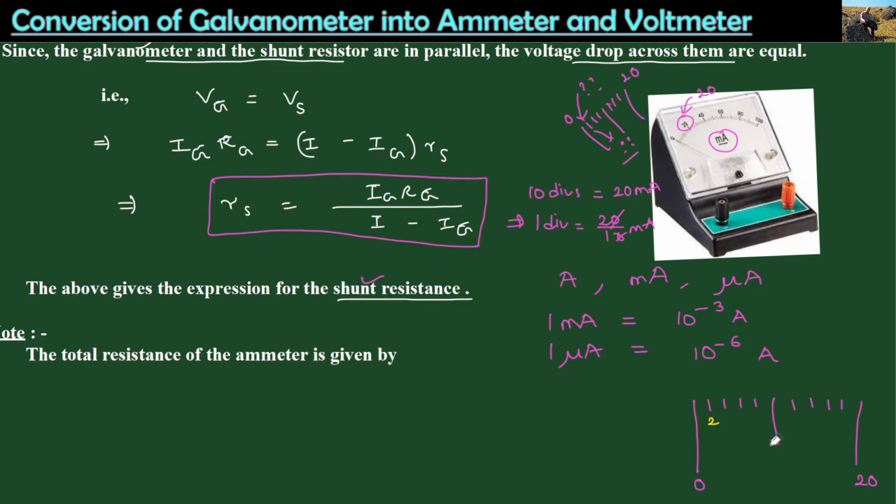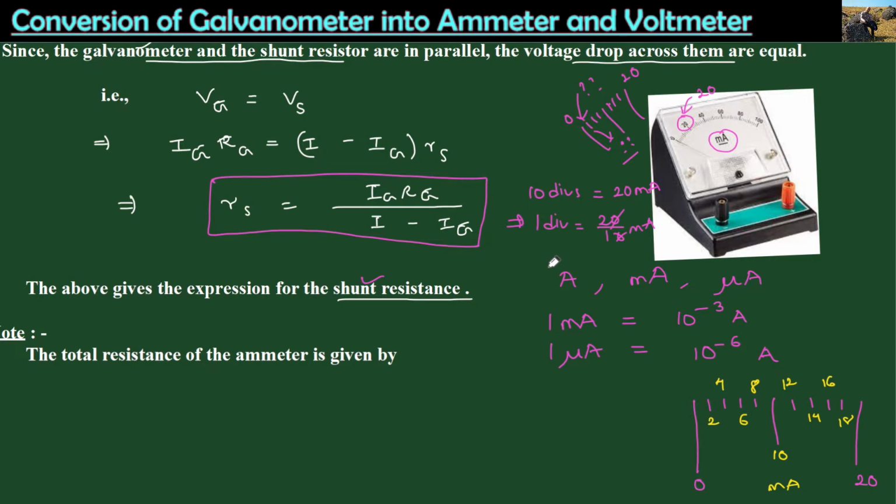This is your milliampere range. Each division will be equal to 2. That means 2 plus 2 is 4, then 4 plus 2 is 6, then 8, then 10 milliamperes, and so on and so forth. 10 plus 2 gives you 12, then 14, 16, 18, and 18 plus 2 gives you 20. So this is the way to find out the graduations in your milliammeter, in your ammeter.